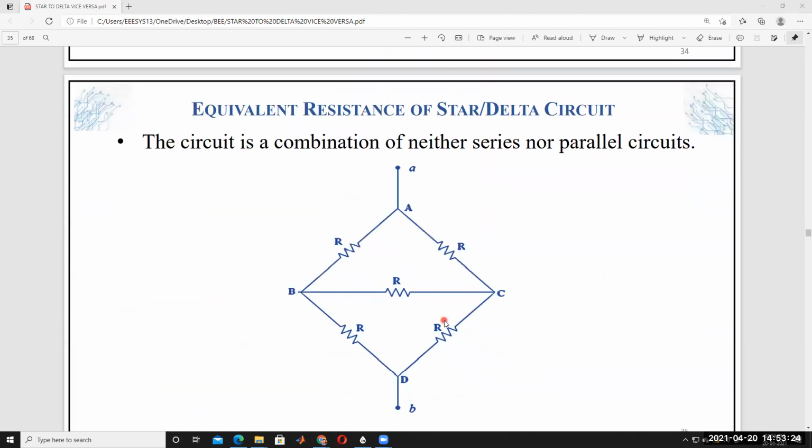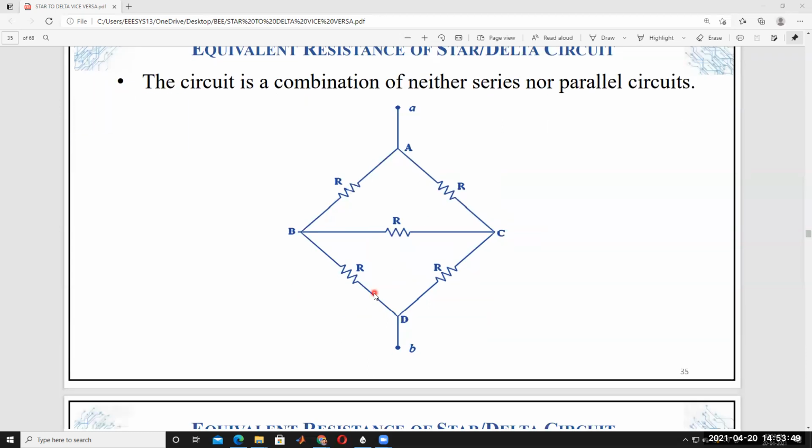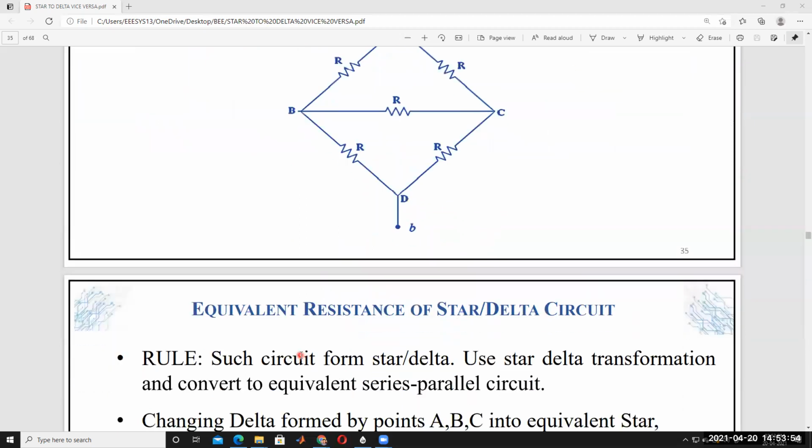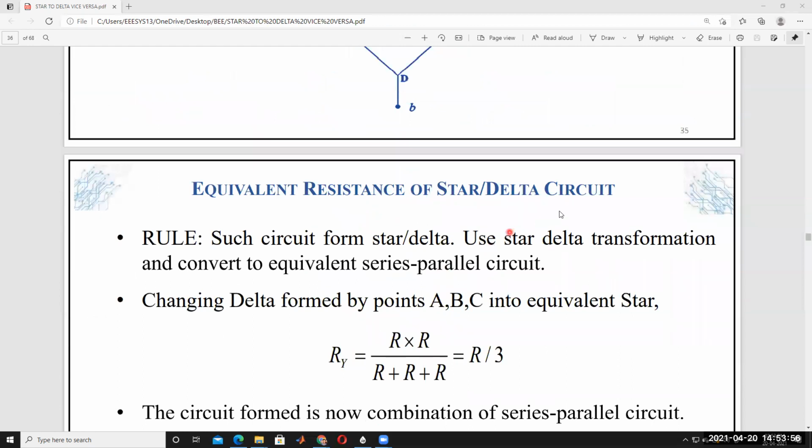Okay, understood. The equivalent resistance between a star and a delta circuit. The circuit is a combination of neither series nor parallel. So between A and B, these three resistors, this resistance, this resistance, this resistance, are all not in series and not in parallel. This circuit can be simplified by using star to delta and delta to star transformation techniques. Is it clear? Understood?